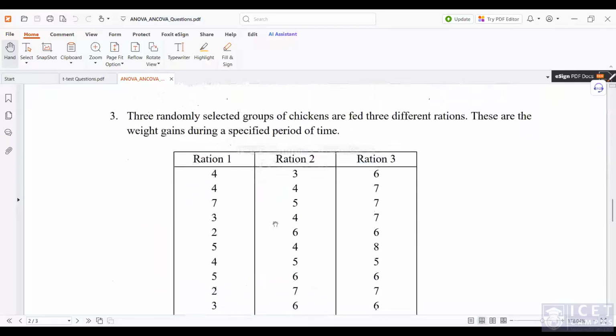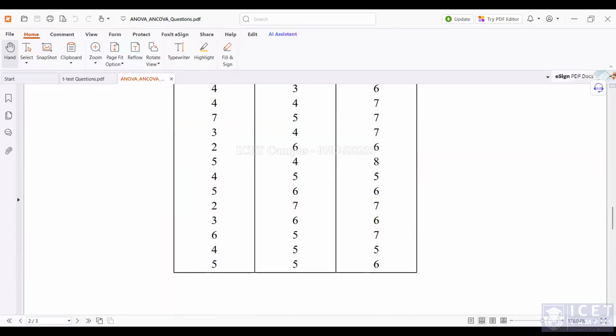Question number three. The three randomly selected groups of chickens are fed three different rations. These are the weight gains during the special period of time. Ration 1, ration 2, ration 3 is given. Right. So then here we can go.